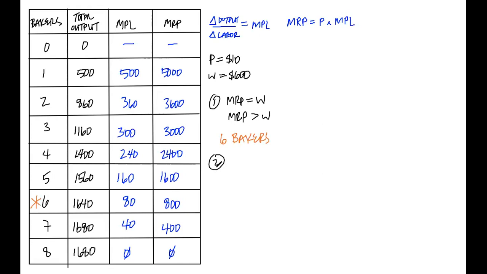So question number 2 says, what is the marginal profit of the last worker hired? This profit is just going to be the difference between the marginal revenue product and the wage, which we can see just by taking marginal revenue product minus the wage. For this sixth worker, that's going to be 800 minus 600. So we get a marginal profit of $200.